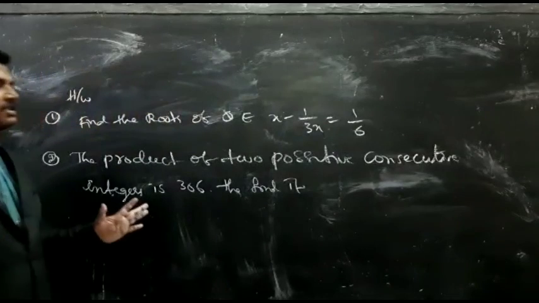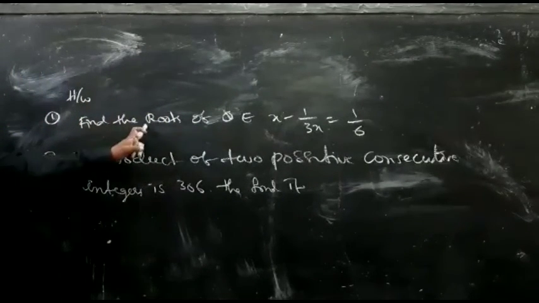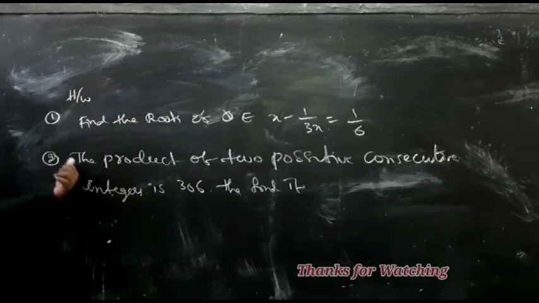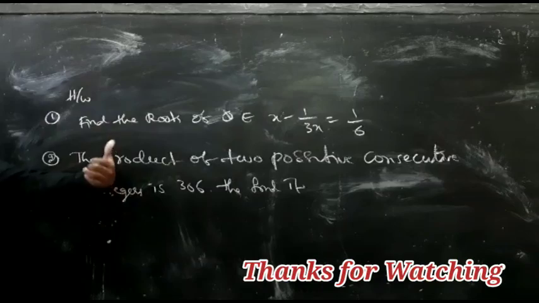So 10th class students, here is the homework for you. Find the roots of the quadratic equation x minus 1 by 3x is equal to 1 by 6. The product of two consecutive positive integers is 306. Find the numbers.